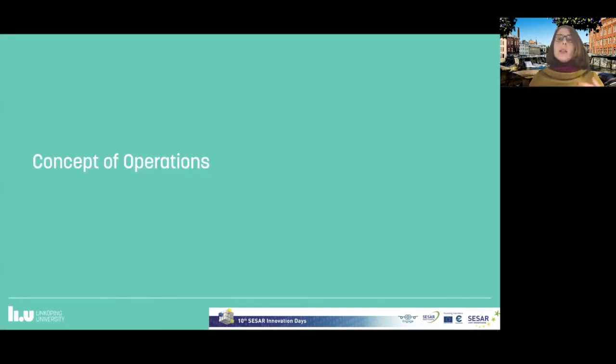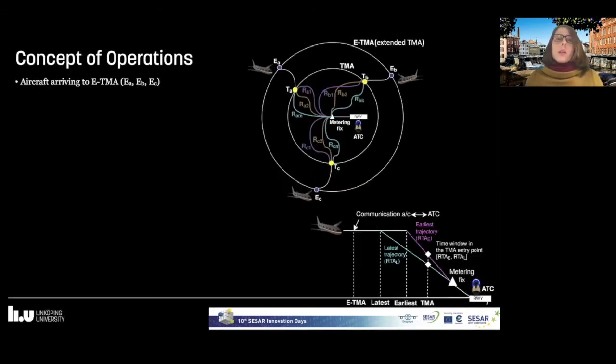Okay, so let's look at the concept of operation that we suggest to support the framework that we present. We assume that aircraft arrive to an extended TMA, and then they follow published routes to those yellow TMA entry points.